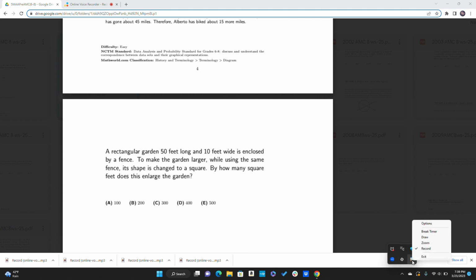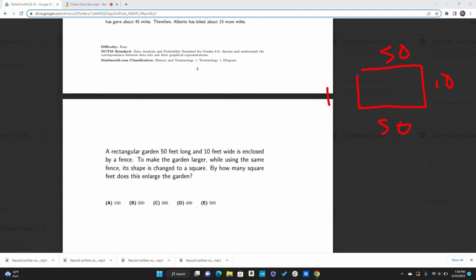A garden 50 feet long and 10 feet wide is enclosed by a fence. To make the garden larger while using the same fence, its shape is changed to a square. So let's see, how much fence do we have in total if we know that it's 50 feet by 10 feet?